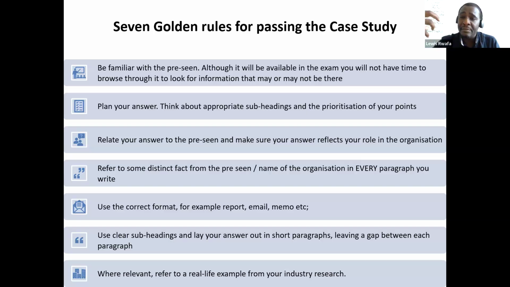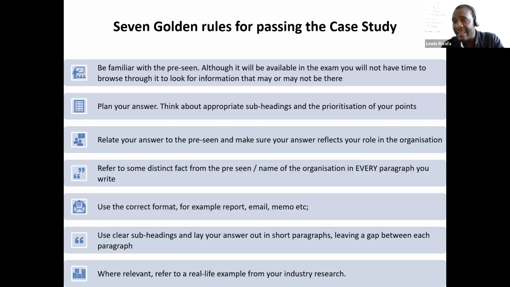Ask yourself after completing your paragraph, have I related this to Halfpenny? Did I mention the name Halfpenny? Did I mention anything that is happening in Halfpenny? If you have not, then you need to reflect. You need to go back and ask yourself, what is missing? There is something that is happening in Halfpenny or in the industry. Right, always refer to something that is happening in the industry there.